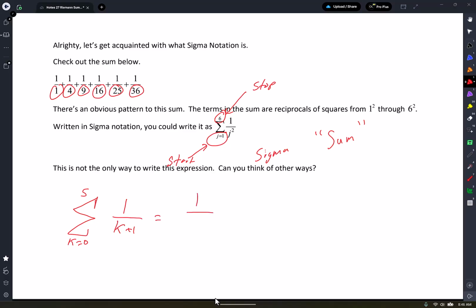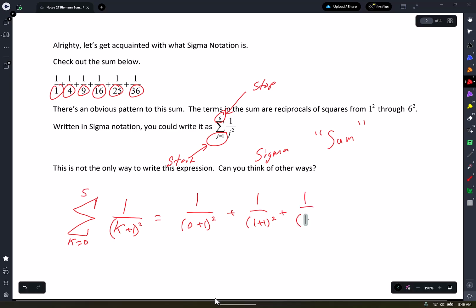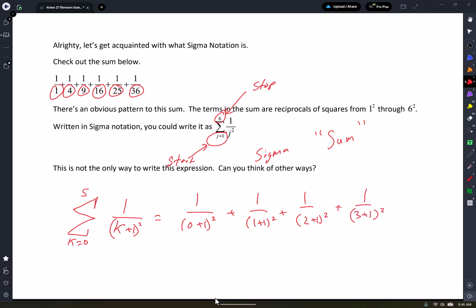Because look, 1 over 0 plus 1 squared, plus 1 over 1 plus 1 squared, plus 1 over 2 plus 1 squared, plus 1 over 3 plus 1 squared, plus 1 over 4 plus 1 squared, plus 1 over 5 plus 1 squared, equals 1 over 1 plus 1 over, what's 2 squared? 4, plus what's 3 squared? 9. What's 4 squared? 16. What's 5 squared? 25. What's 6 squared? Did I get the same thing that I got up here?